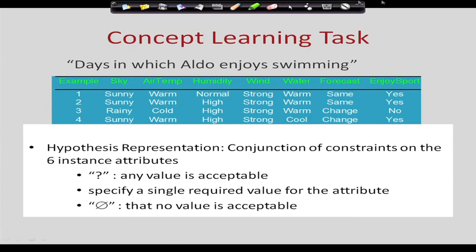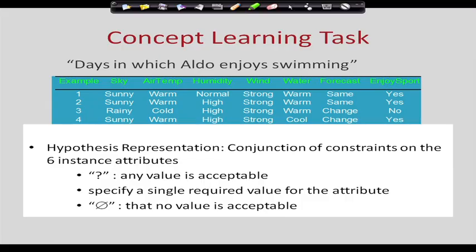algorithm. So, here we have a concept learning task, and we have 6 different attributes: sky, air temperature, humidity, wind, water, forecast, and enjoy sport. So, enjoy sport is our target variable, and these are our input attributes.